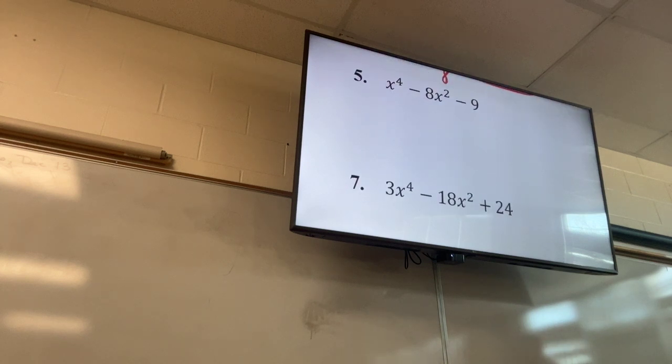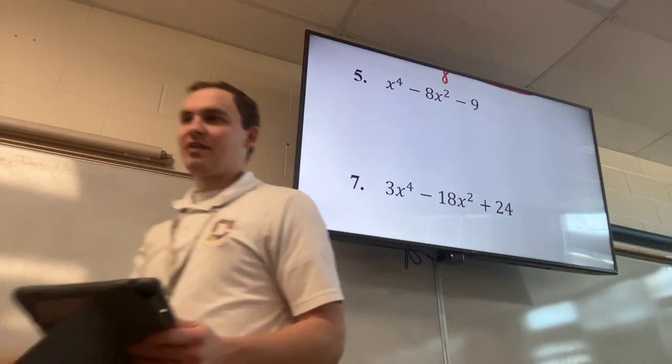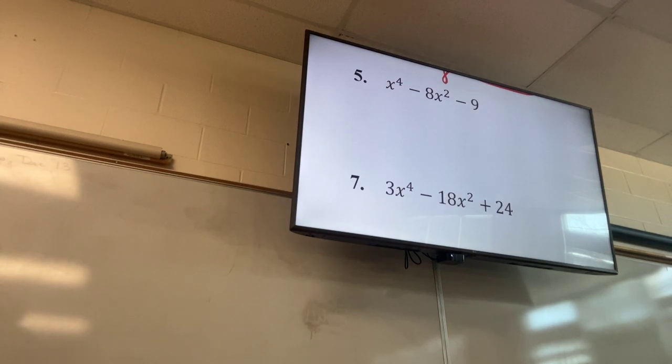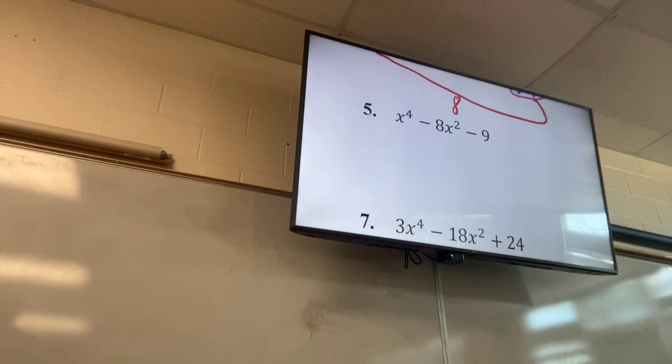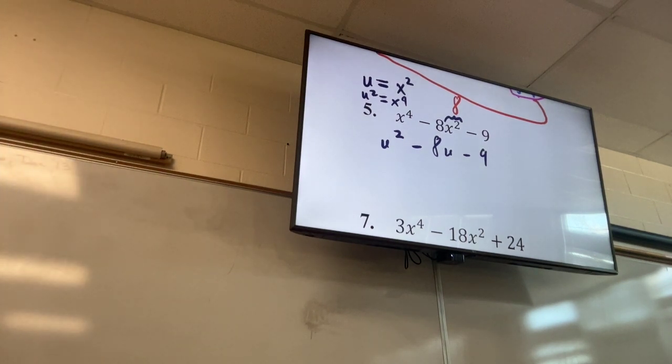Number 5. Same thing, right? I got a trinomial with an x to the 4th. I got to change it to something I do know how to do, so I'm going to do the same thing. I'm going to invent a variable called u, and I'm going to set it equal to just that variable in the middle, so x squared. Then u squared equals x to the 4th. So I have u squared minus 8u minus 9. Okay? I should know how to factor that, right?